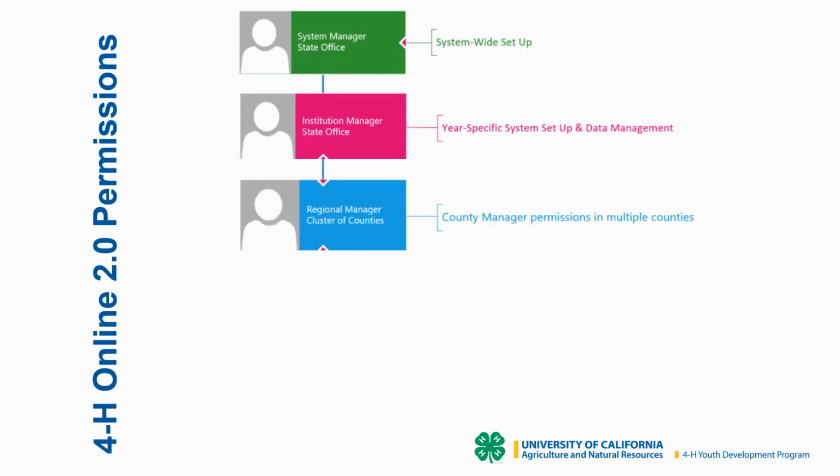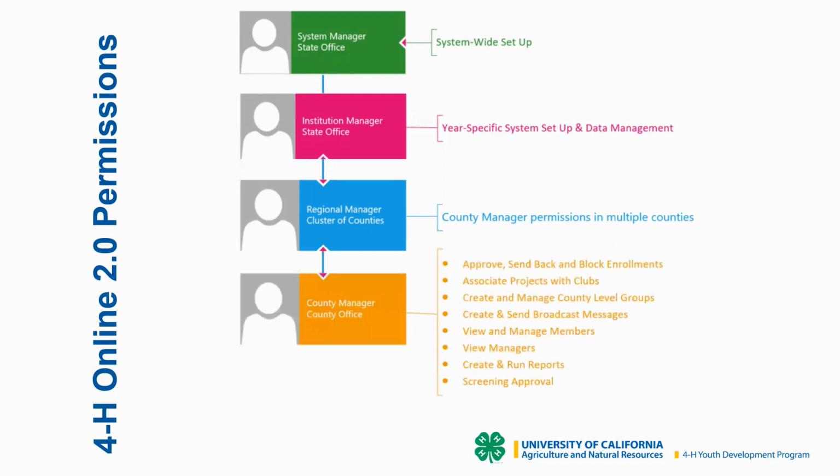These are county manager logins with permissions in more than one county. Previously, staff needed to use different email addresses to log into different counties. This will no longer be needed in 4-H Online 2.0 as staff will navigate through a hierarchy structure to access the desired county. Most of you will have the role of County Manager.